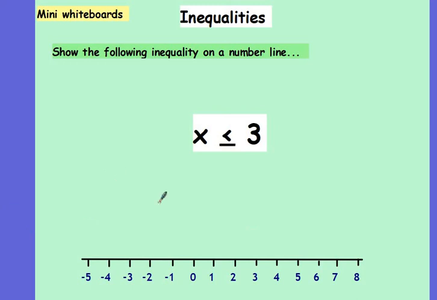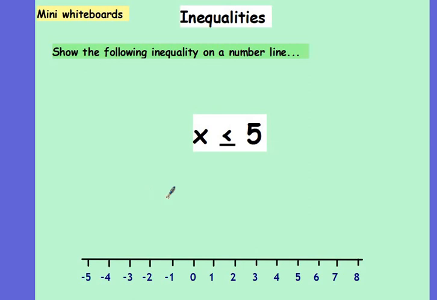Mini whiteboards, how about now? Again, we want the dot on the 3, but this time we're looking at less than or equal to 3. So we can fill it in to indicate that 3 could be included. So x could be 3, 2, 1, etc. And all of these numbers are included.